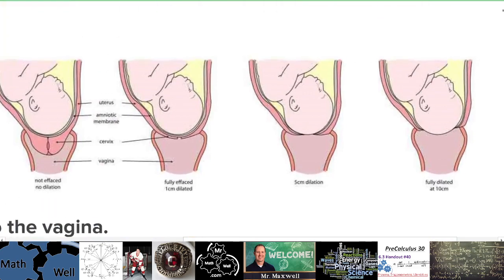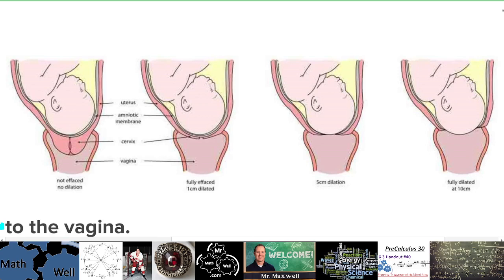Okay, so let's talk about a few more things on this diagram here. Not effaced, no dilation. Dilation means opening, so if there's no opening, then there's no dilation. Fully effaced would be the description of how thin the cervix is here. One centimeter dilated. When the baby's head presses on the cervix to thin it out, and being dilated means that there's actually an opening there. That's measured in centimeters, and that indicates how close to birth the baby would be.